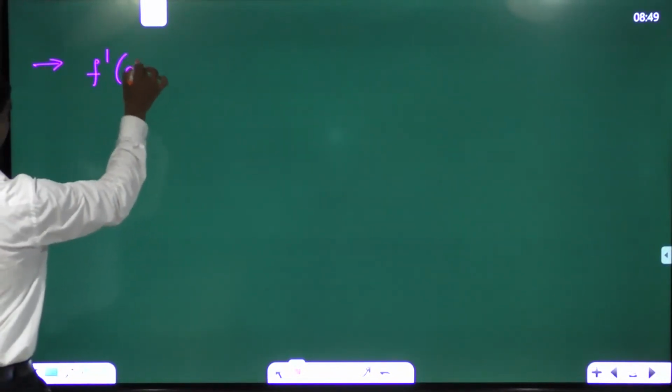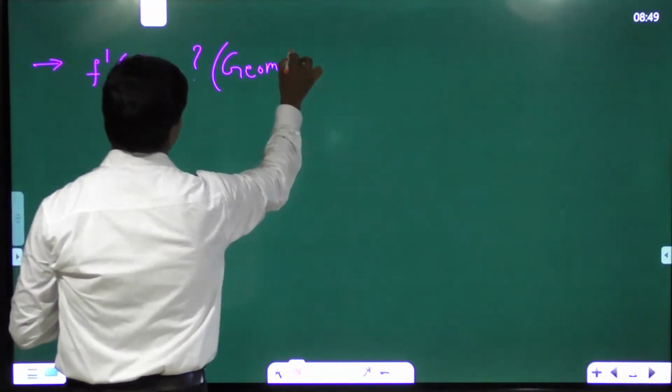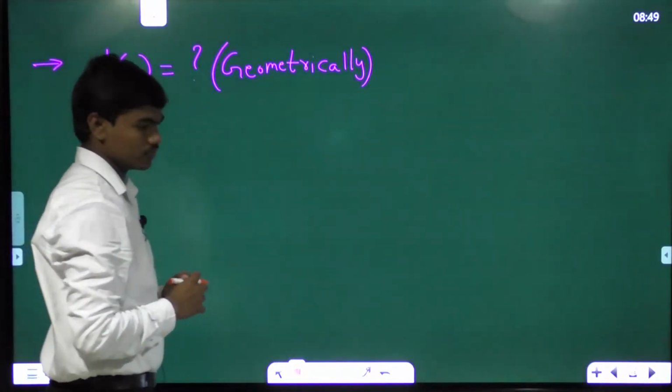What does this f dash of a imply geometrically?